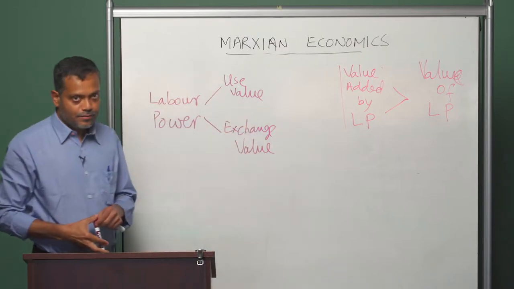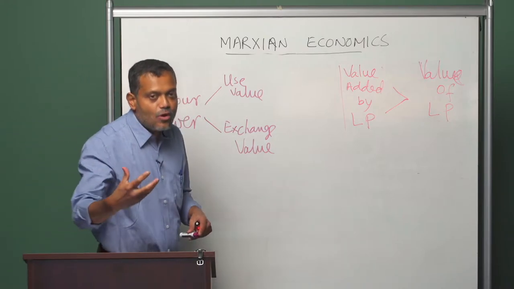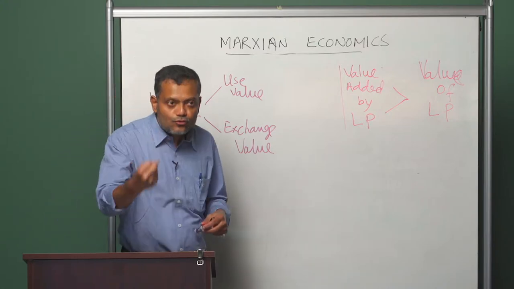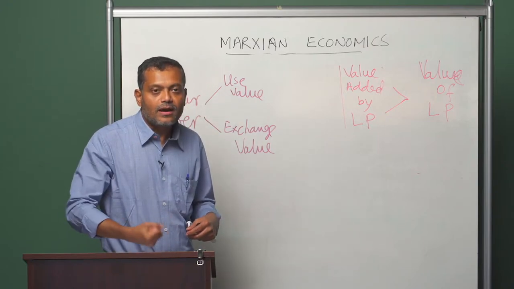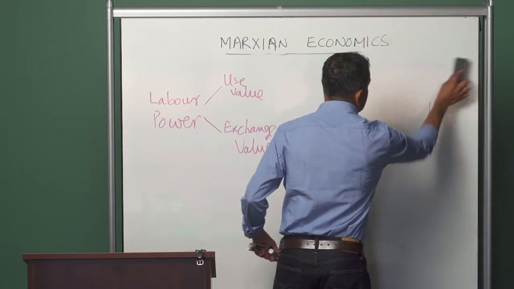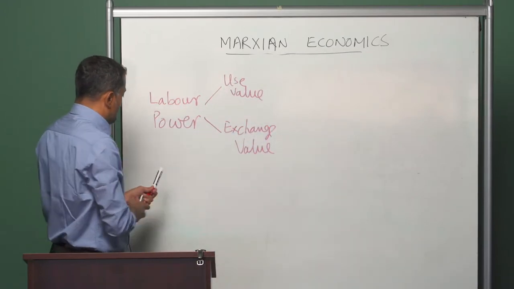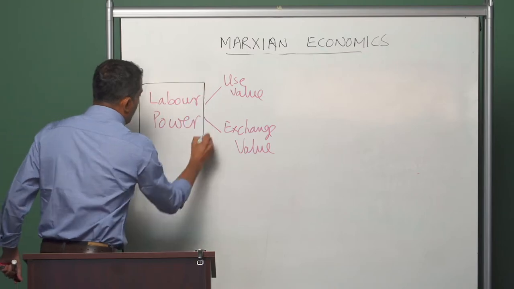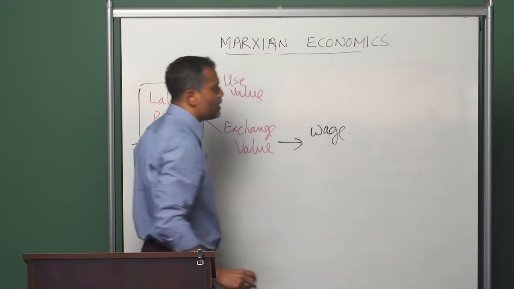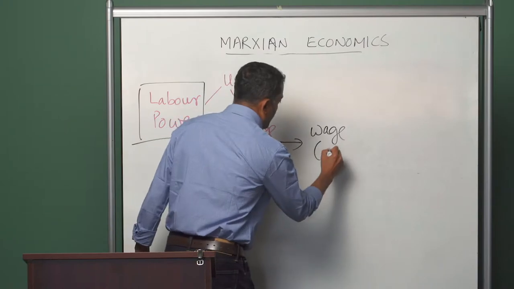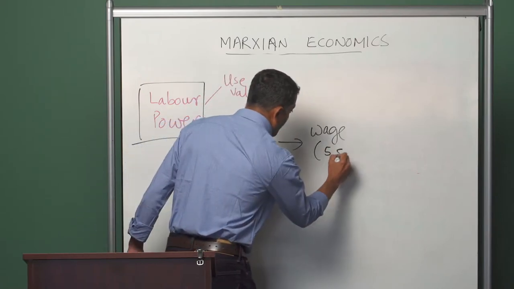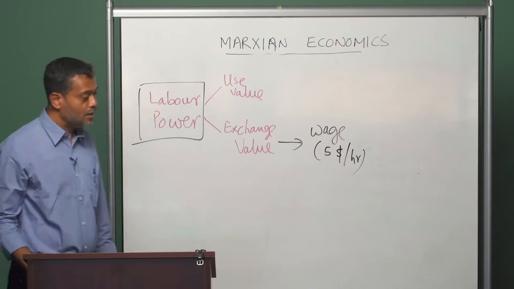What is the use value of labor power? The use value of labor power is, since labor power is the ability to do work, when the worker actually does the work. So therefore, what happens in the capitalist labor market is that the capitalist purchases the commodity labor power. Like every other commodity, he purchases it at its price. The price of labor power is known as the wage. Let's say the wage is $5 per hour of labor power.